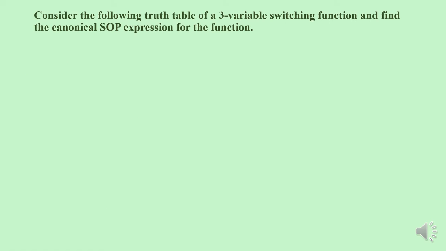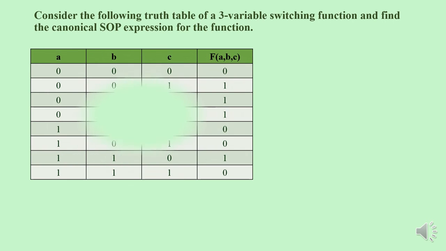In this slide we talk about the SOP expression which we get from a truth table. So here we consider the following truth table of a 3 variable switching function and find the canonical SOP expression for the function. Let's talk about this truth table. Okay, let us see the truth table. This is the truth table.